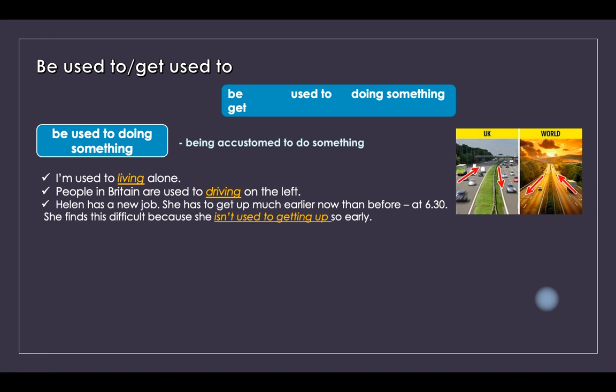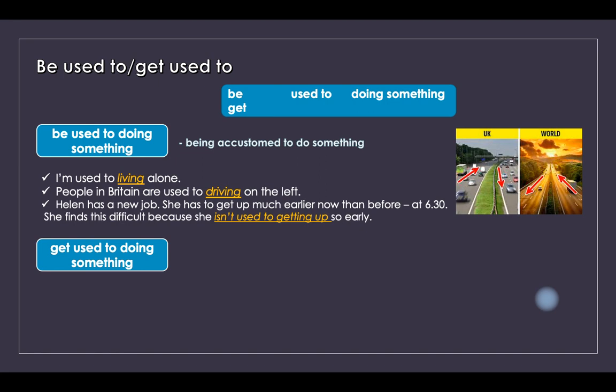People in Britain are used to driving on the left. So British people are accustomed to driving on the left. Helen has a new job. She has to get up much earlier now than before, at 6:30. She finds this difficult because she isn't used to getting up so early. Bu kadar erken kalkmaya alışkın değil. Isn't used to getting up early. So we use this form with the ing form of the verb. Get used to doing something.